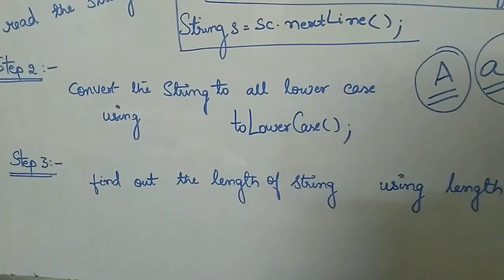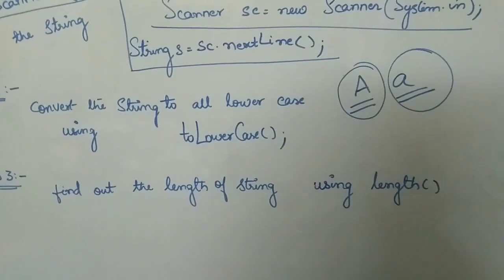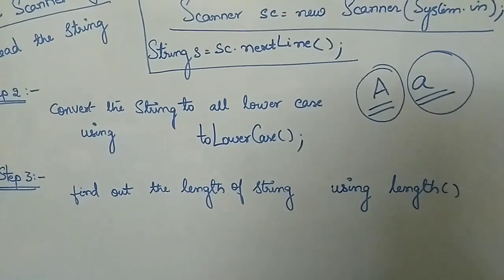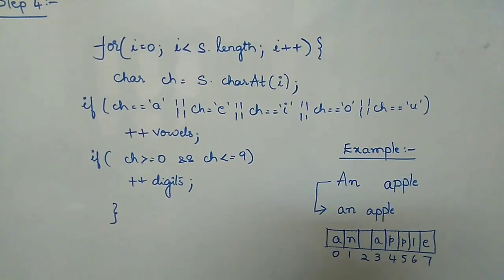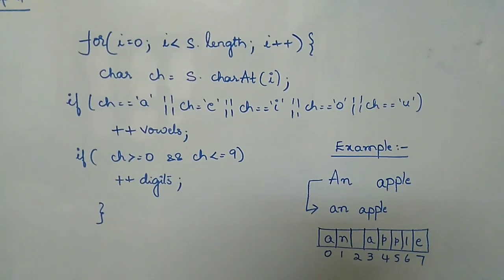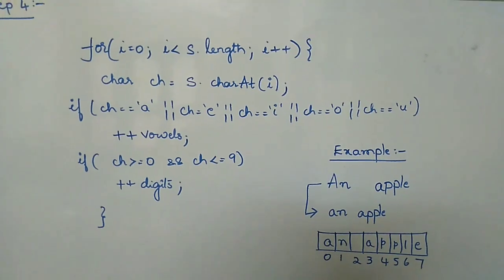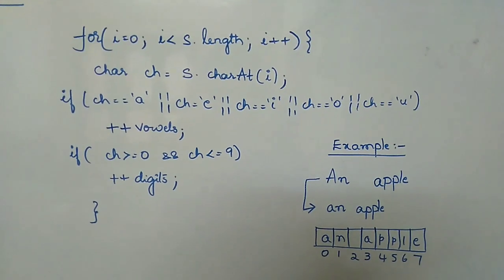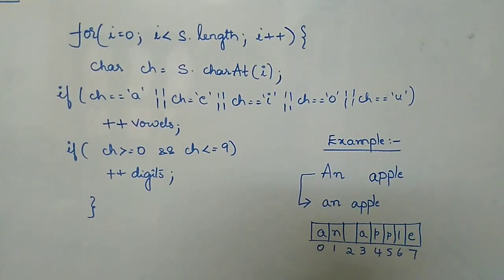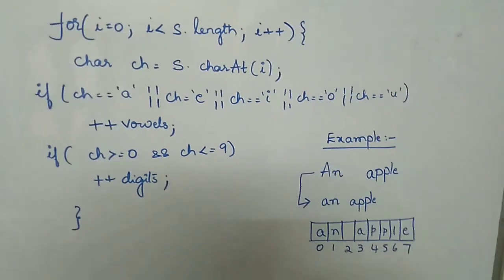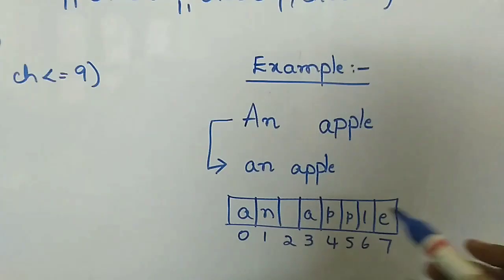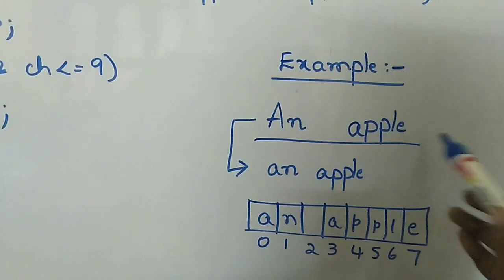Okay, fine. And in the third step, what I'm doing is finding out the length of the string using a length function. Okay friends, the fourth step is where we'll be writing the logic to count the number of vowels and number of digits. For this I have taken a for loop. Inside the for loop I have said i is equal to 0, i is less than s.length. s is the string. For example, I have taken a string like this, An apple.